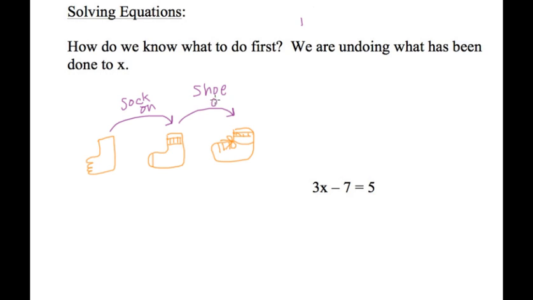And your foot's ready. So now if you're going to do that process backwards, what do you do first? Do you take your sock off first? No, you have to undo in the opposite order. So the first thing that you have to do is do shoe off. And then you have to do sock off.